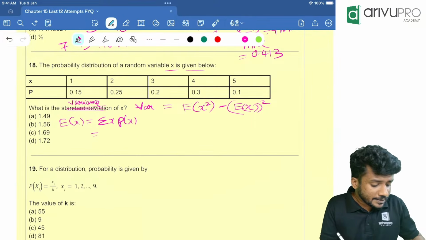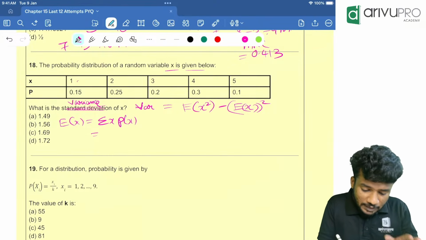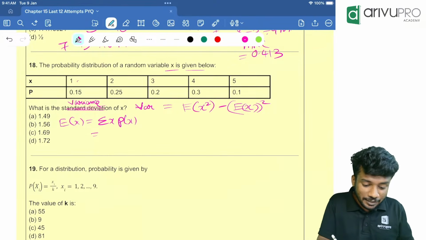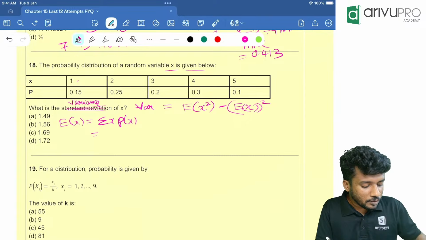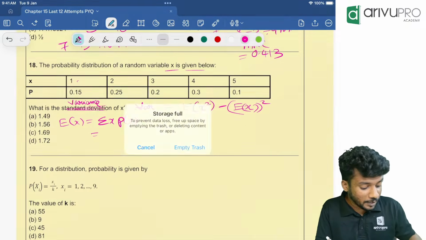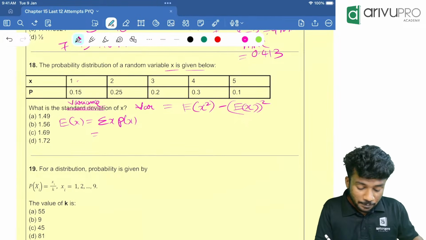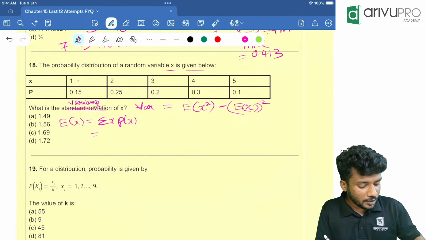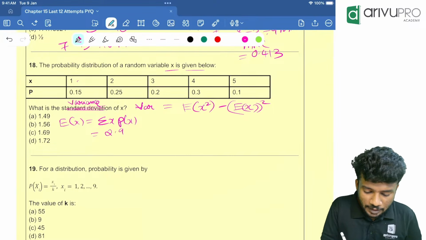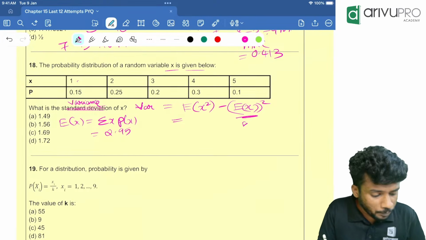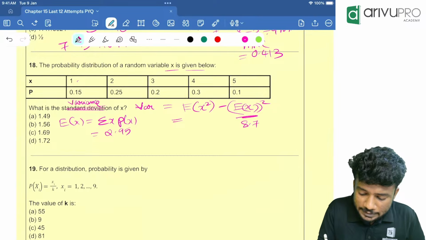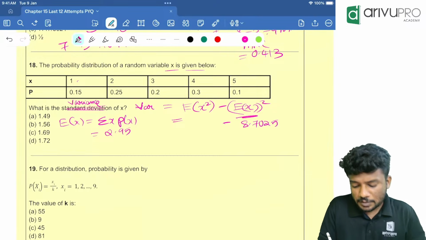Take your calculator. How will you find x into P of x? The x values are given, and the corresponding P of x values are also given. One by one do it. First clear the memory, that is important. 1 into 0.15 M plus, 2 into 0.25 M plus, 3 into 0.2 M plus, 4 into 0.3 M plus, 5 into 0.1 M plus, then MRC. You are getting 2.95. If you square it, it will be 8.7025, minus then E of x square.